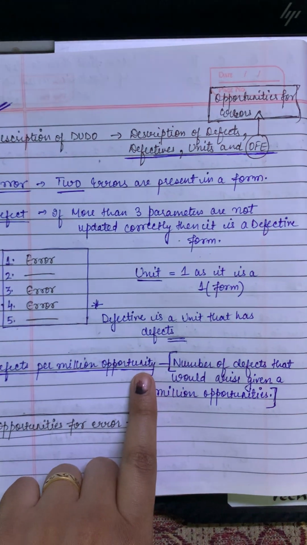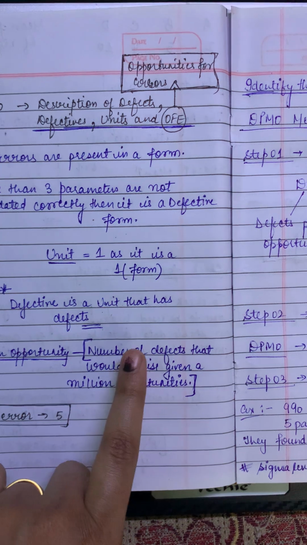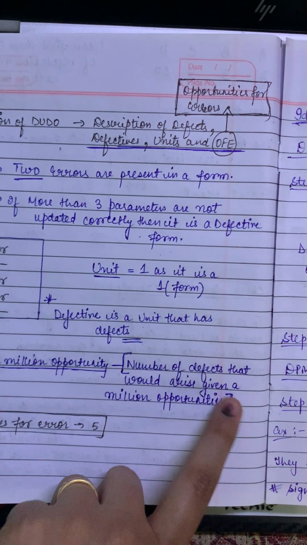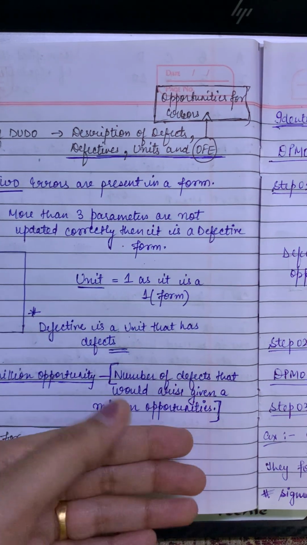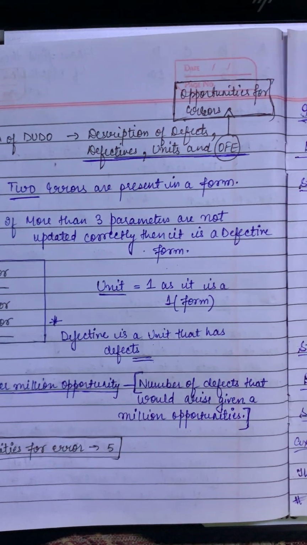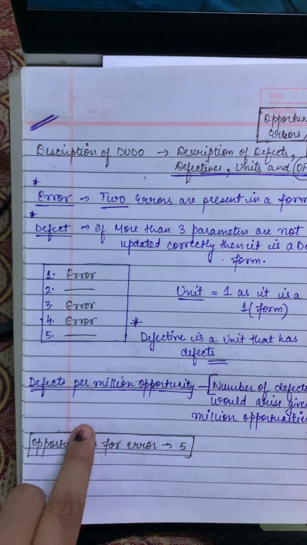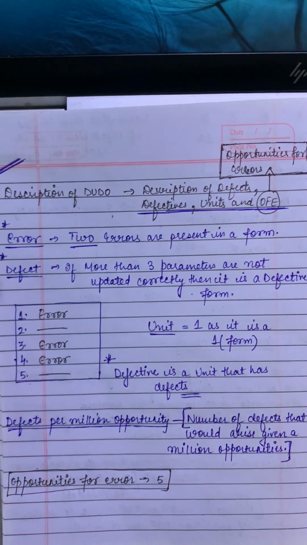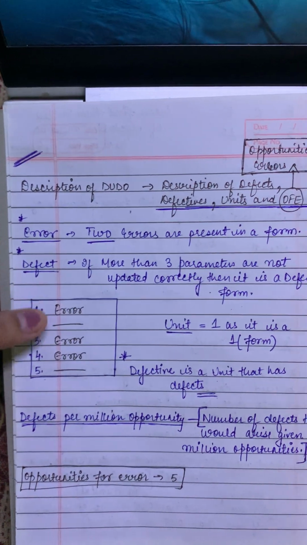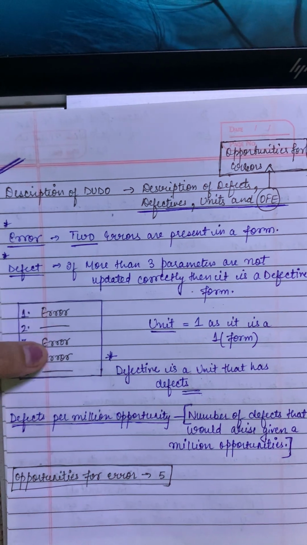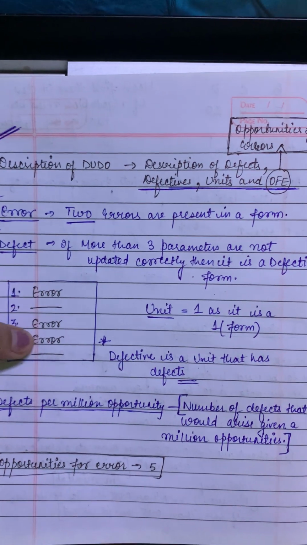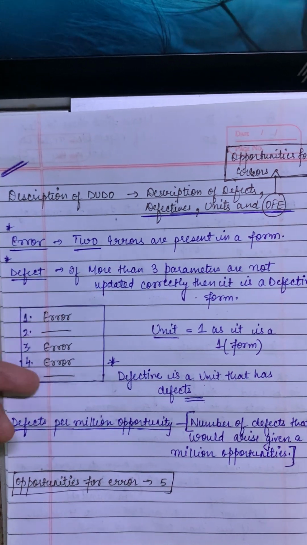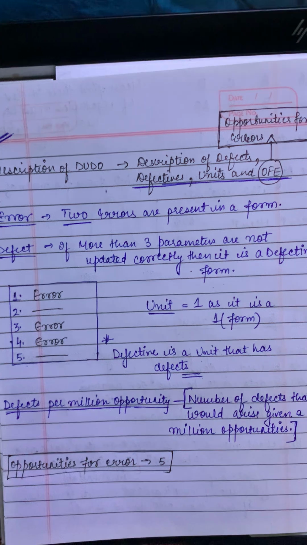Defects per million opportunities. This is nothing but the number of defects that would arise given a million opportunities. See, we got a million opportunities and how many defects have been raised on that particular point. So that is opportunities for error. What are the opportunities for error for this particular form? 5. We have the opportunities for 5 errors. But here, in the example I've taken, it includes only 3 errors. So this is a fine unit, you can say. But if it's more than 3, then the whole unit is a defective unit.